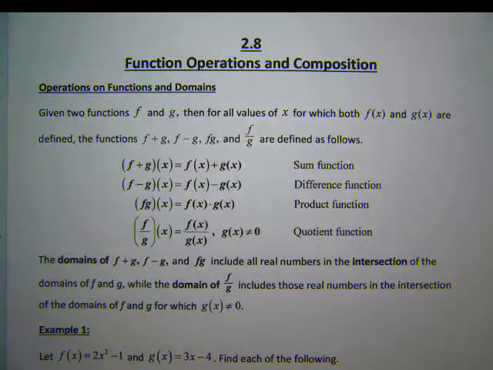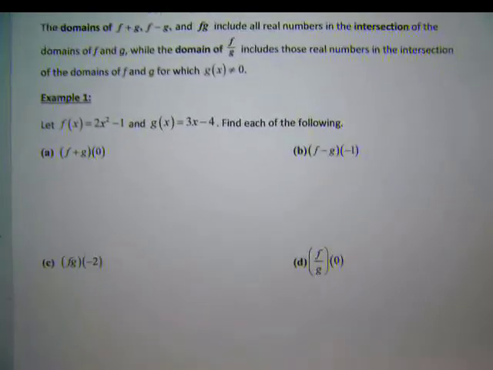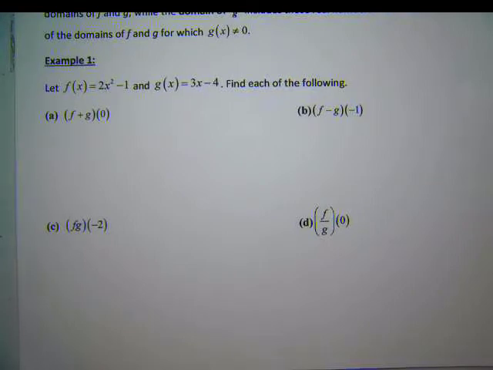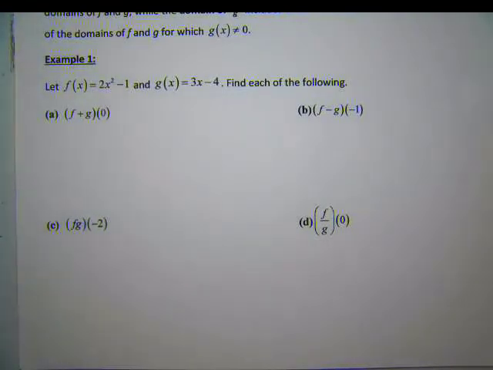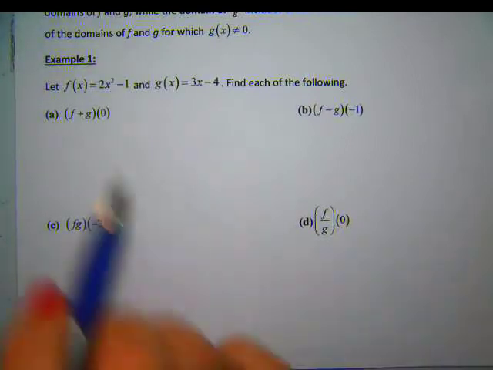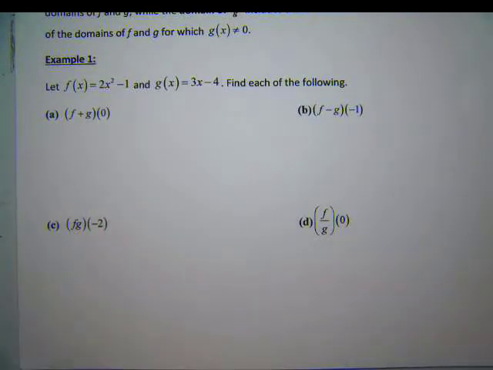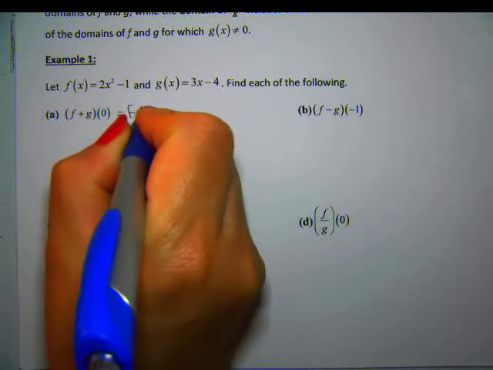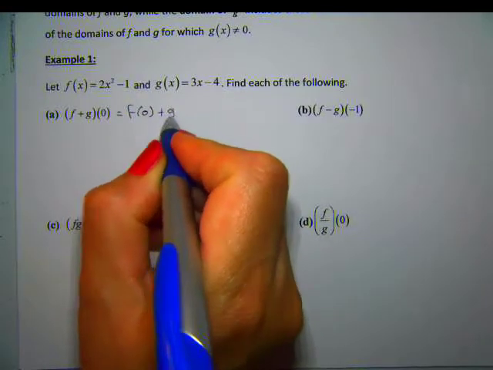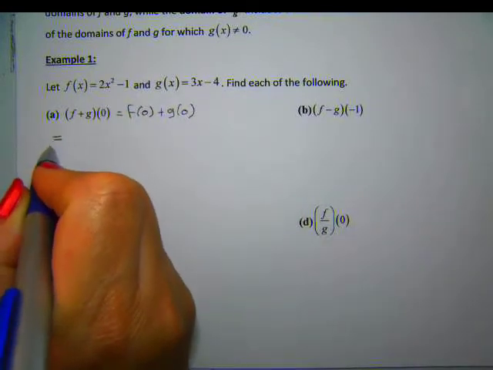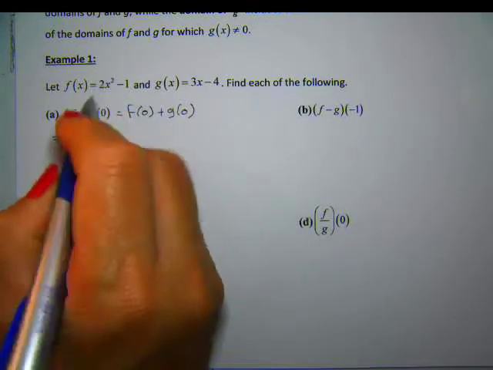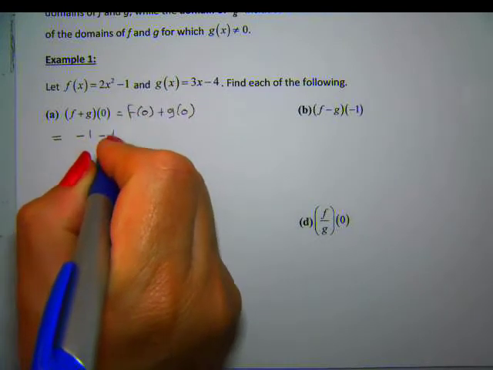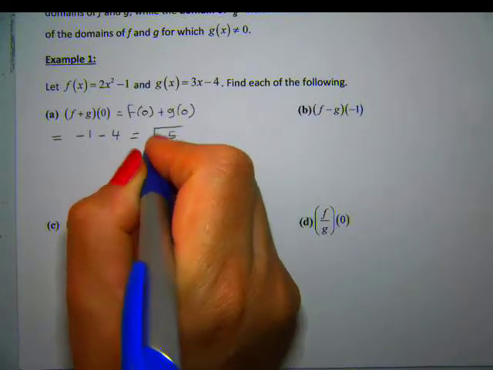So let us see example 1. We have f of x is 2x squared minus 1 and g of x is 3x minus 4, and we need to evaluate f plus g of 0. By definition, this is none other than f of 0 plus g of 0. f of 0 is negative 1, g of 0 is negative 4, and that will give you negative 5. As simple as that.